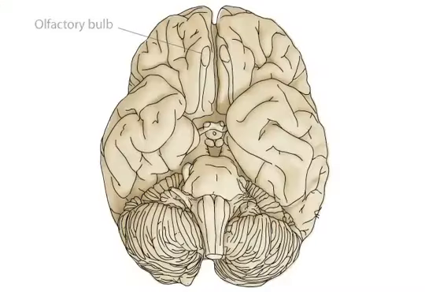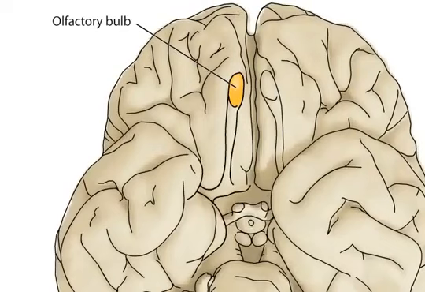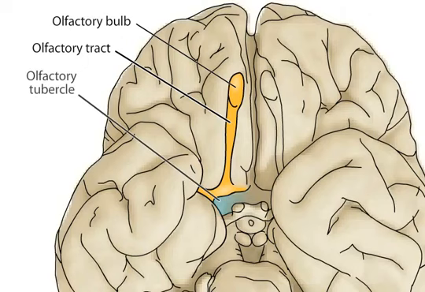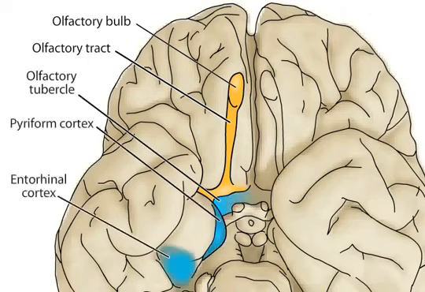The olfactory bulb is located at the base of the brain beneath the frontal lobes. An axon pathway known as the olfactory tract projects from the olfactory bulb to the accessory olfactory nuclei, the olfactory tubercle, the piriform and entorhinal cortex, as well as portions of the amygdala.